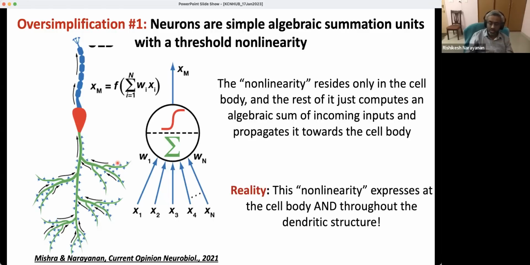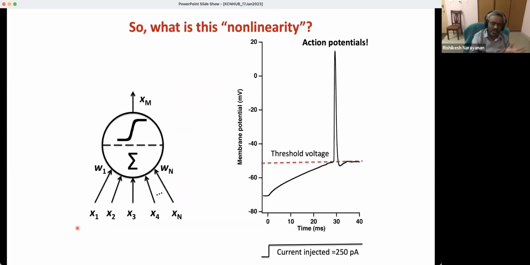And so, fortunately or unfortunately, research in the 90s and early 2000s, where people actually patched onto these dendrites using cell attached recordings and asked the question of whether these dendritic structures have, quote unquote, the nonlinearity. I'll come to what exactly that nonlinearity is. And they found that the nonlinearity was not limited only to the cell body, but was prevalent throughout the entire dendritic structure. So where does this nonlinearity come from?